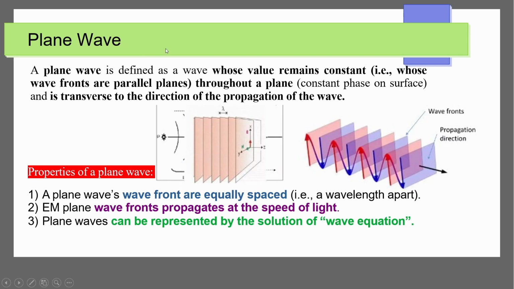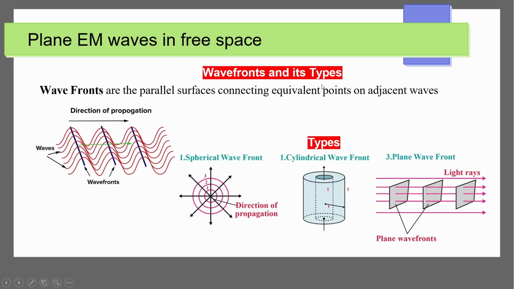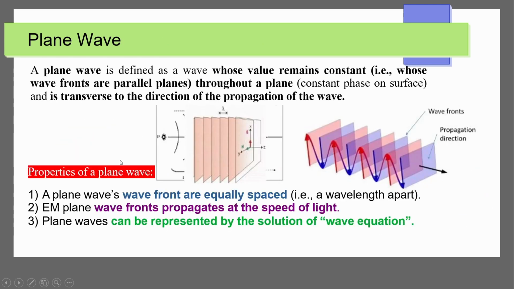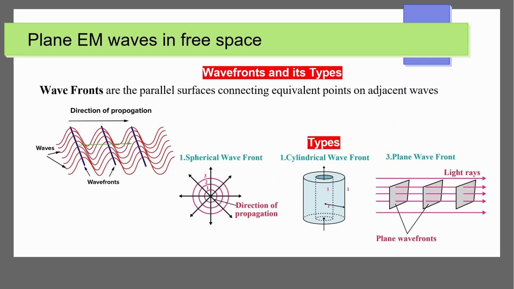So a plane wave is defined as a wave whose value remains constant, that is, whose wavefronts are parallel planes throughout a plane, as we saw in the last slide over here. Here are plane wavefronts. So here are some properties of a plane wave. A plane wave's wavefronts are equally spaced, and the electromagnetic plane wavefronts propagate at the speed of light, and plane waves can be represented by the solution of the wave equation, which is the solution that we just derived a few slides back over here.